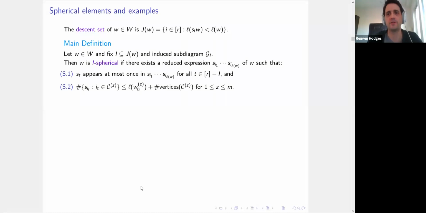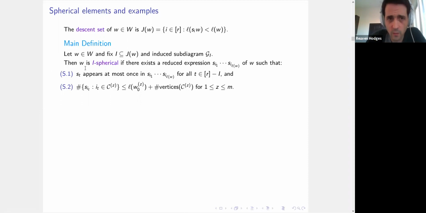And so now we can actually do the main definition. It's a little bit complicated, and so we'll work through this pretty carefully. The pieces of data that you start off with are some element in your Coxeter group, and some subset of the descent set. So this is just some subset of nodes. And then associated to this subset, you also have an induced subdiagram with a bunch of connected components. So the data you start with is an element, a subset, and an induced subgraph.